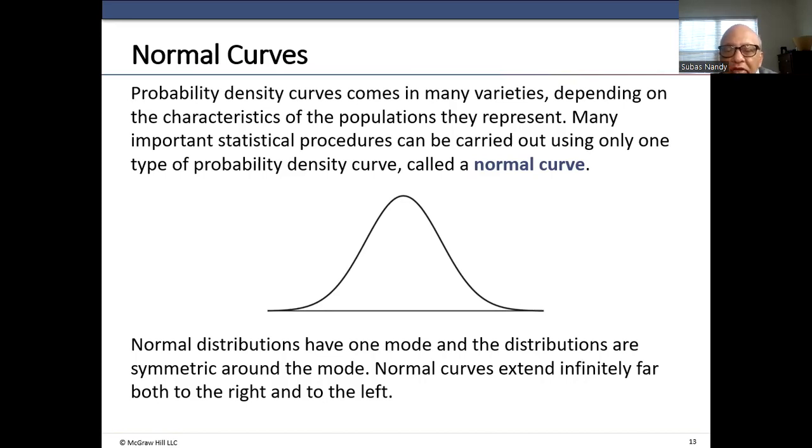On the right, the normal curve extends to a very large number, which is usually infinity. Similarly, on the left, the normal curve comes very close to the horizontal axis, but never really touches it, cuts it, or crosses it, and it extends to a large negative number, or negative infinity, on the left.